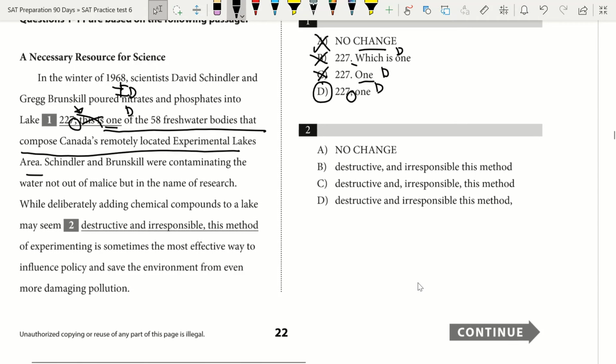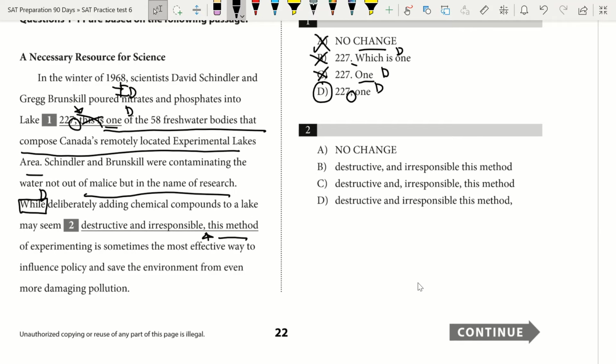All right, so Schindler and Brunskill were contaminating the water not out of malice, but in the name of research. While deliberately adding chemical compounds to a lake may seem destructive and irresponsible. I know that that's a dependent clause because we started with a subordinating conjunction. While is a subordinating conjunction. If we start a sentence with a subordinating conjunction like that, then it's going to be a dependent clause to start. So I know that dependent clause ends after irresponsible. So anytime we start with a dependent clause, we're going to want to have a comma at the end of that dependent clause, as we do here.